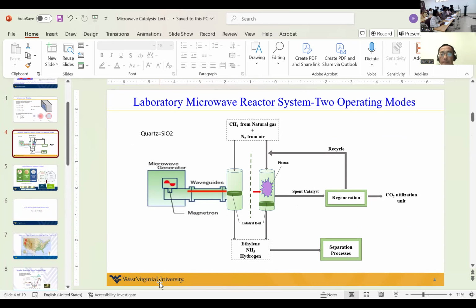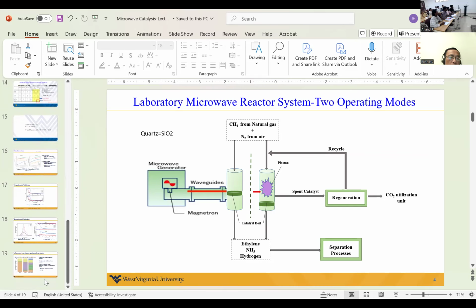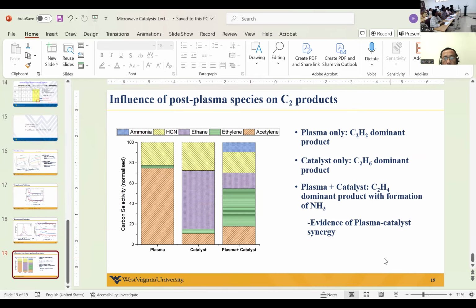Sir, that bar chart you showed last. Okay, I'm going to show. Okay, go ahead. In which we are directly synthesizing ammonia from ethane.